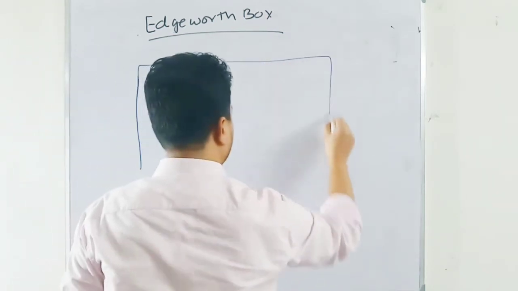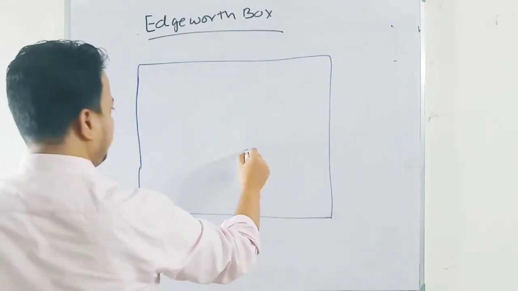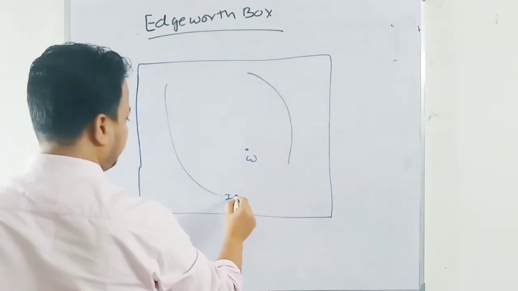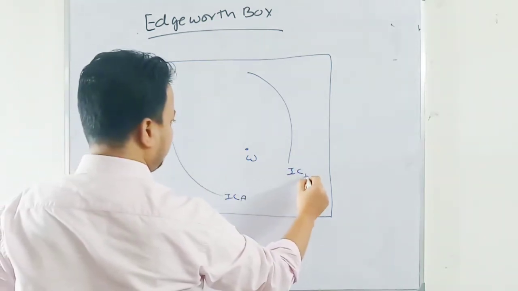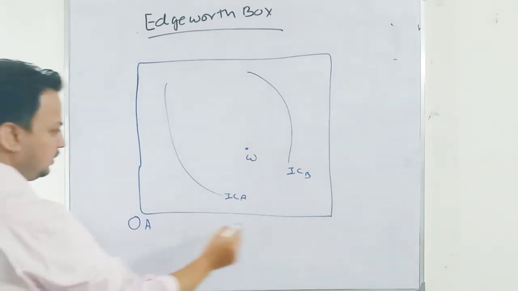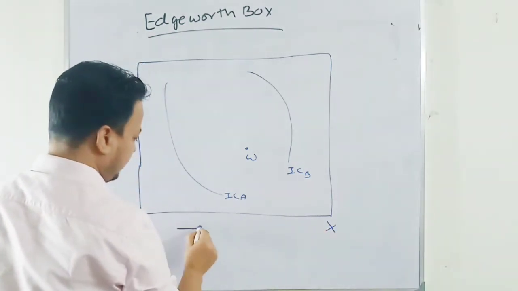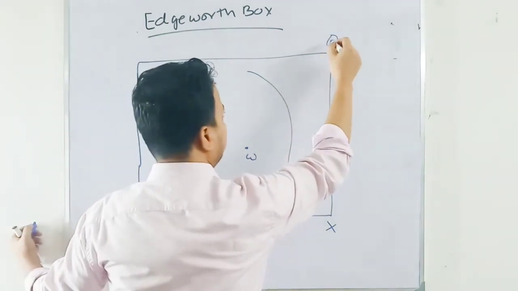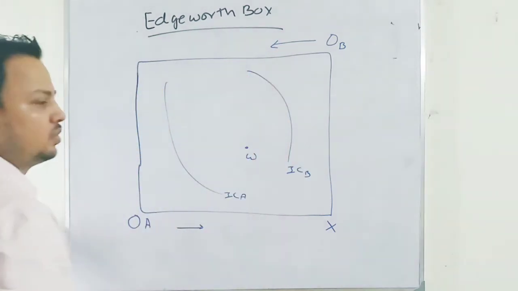This is your Edgeworth box. Here you have the endowment bundle, and here you have IC. This is IC, the indifference curve of consumer A, and this is IC of B. This is the axis of consumer A, OA, and the horizontal axis represents good X. This is the axis of consumer B.